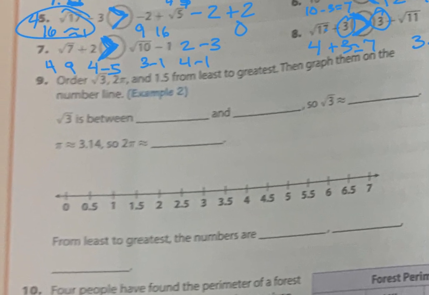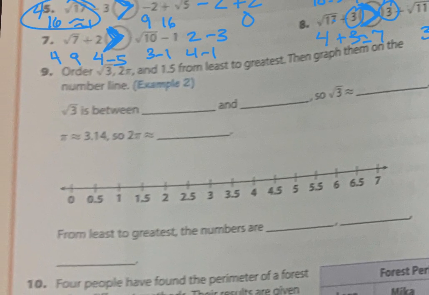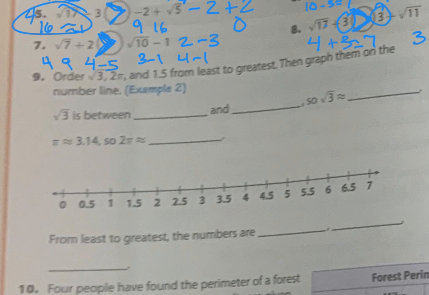Okay. So moving on to number 9, we're going to order the square root of 3, 2 pi, and 1.5 from least to greatest and then graph them on the number line. Okay? So the square root of 3 is between which two numbers? It's between 1 and 2, but let's do decimals. 1.0 and 2.0.